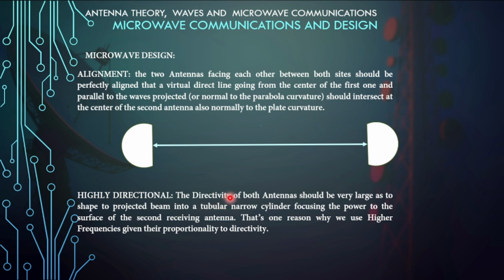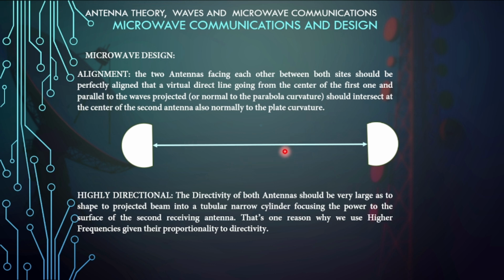Another thing, it is highly directional, meaning that the directivity of both antennas should be very large, so as to shape the projected beam into a tubular narrow cylinder, focusing the power on the surface of the second receiving antenna. That's one reason why we use higher frequencies, given their proportionality to directivity. So higher frequencies come along with a highly directional beam, meaning that the beam is focused and there is no waste. The focus of the beam would be narrowed down to the area of the receiving antenna on the other end, which is very important, so as to reduce any wasted energy from the scattered lobes, right? So this is a very important criteria.